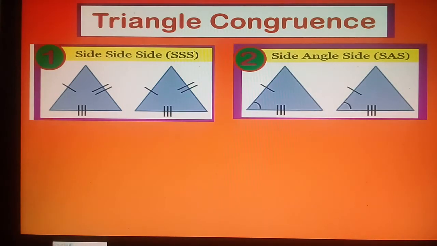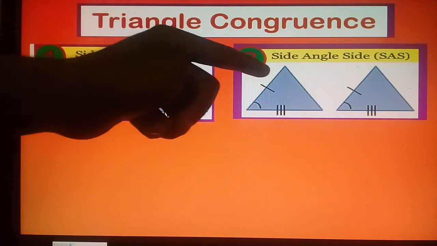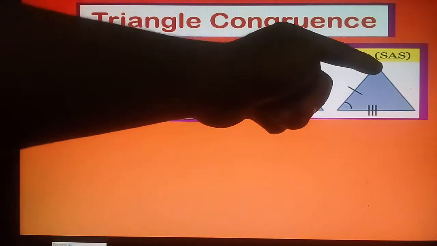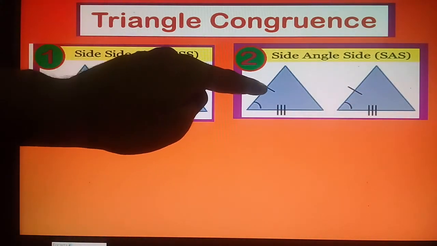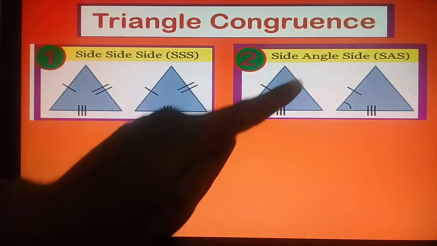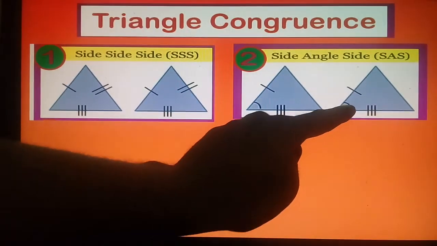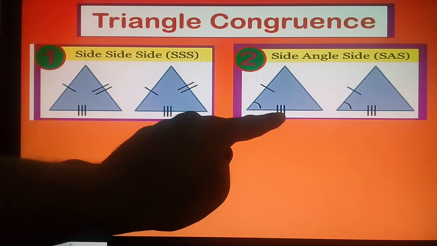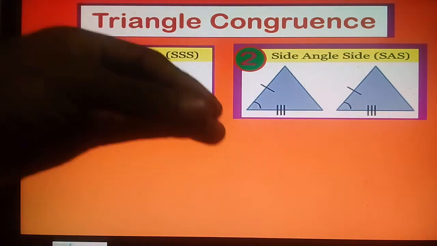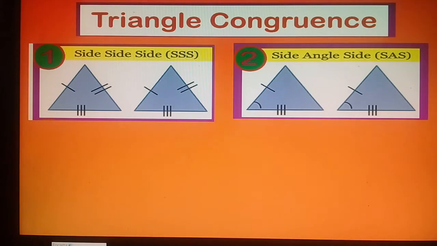Okay. Case number two: side, angle, side. In this triangle, I have this side and this side in the other one, and I have this angle and this angle, and I have this side and this side. It means this case, side, angle, side. Case number two for congruence.